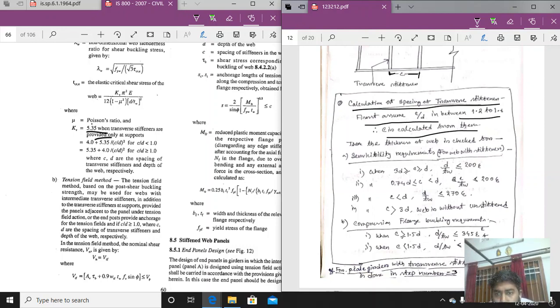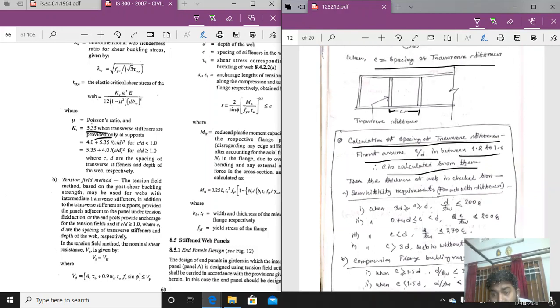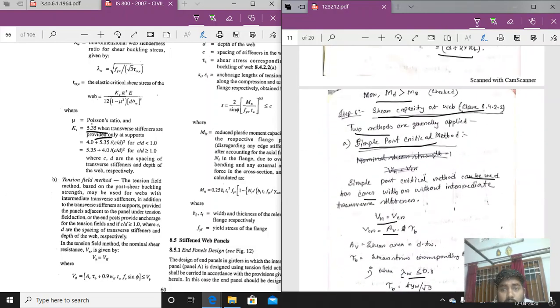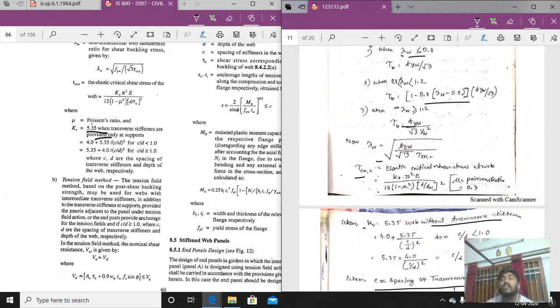Okay, so c is checked for the following. So the value of c is calculated. Putting all the values here, we can get Vn equals Vcr. So this is the value of Vn. This is the first formula, the simple post-critical method.